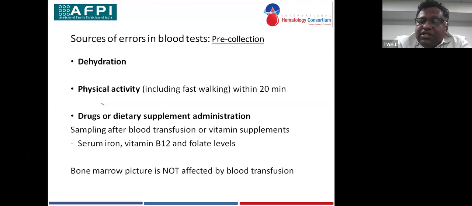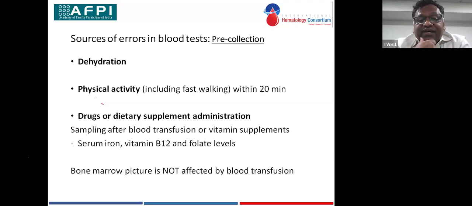And the most important takeaway message from this slide is, if you have a patient with anemia and, say, a hemoglobin of 5 grams, and you want to send iron, B12, or folate levels, take a pre-transfusion sample and give the transfusion. Don't hold the transfusion. Transfusion is a clinical decision.